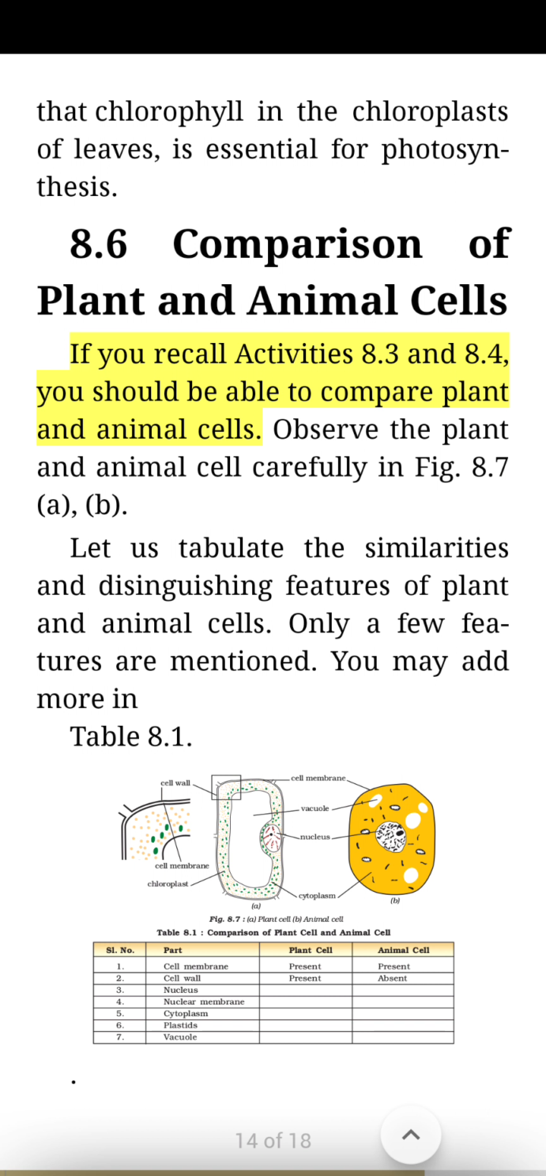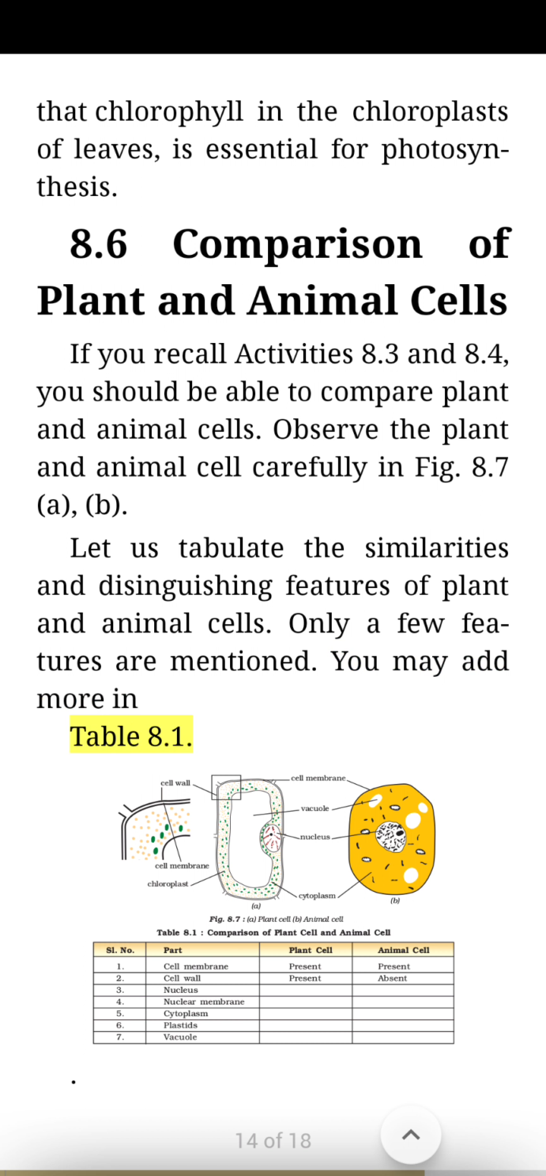8.6 Comparison of plant and animal cells. If you recall activities 8.3 and 8.4, you should be able to compare plant and animal cells. Observe the plant and animal cell carefully in Fig. 8.7a-b. Let us tabulate the similarities and distinguishing features of plant and animal cells. Only a few features are mentioned. You may add more.